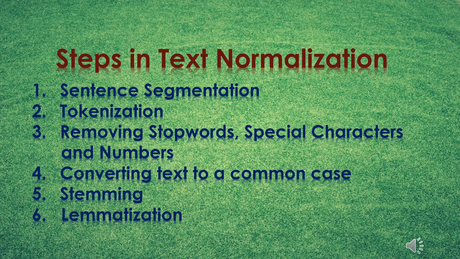In text normalization, there are 6 steps. First one is sentence segmentation. Second, tokenization. Third, removing stop words, special characters, and numbers. Fourth one, converting text into a common case. Fifth one, stemming. Sixth one, lemmatization.